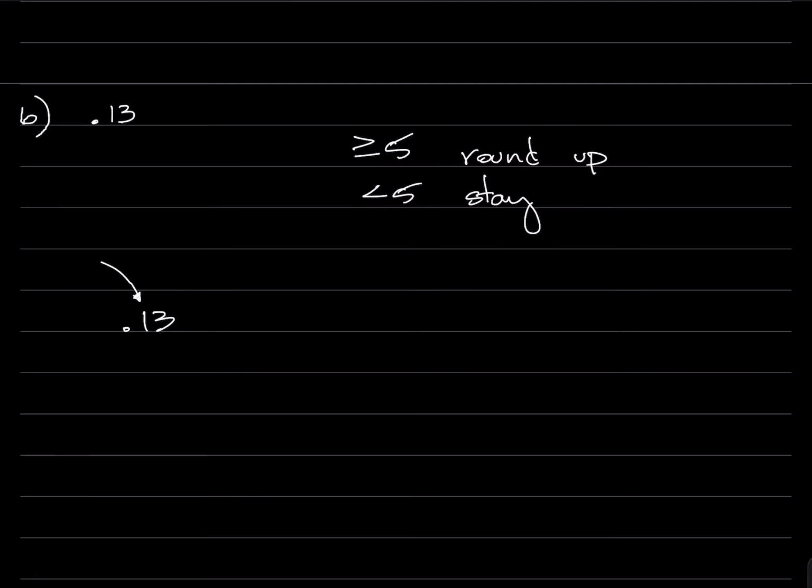If I want to round to the nearest tenth, I'm going to look backwards 1 decimal place. Now look at this. If that number is bigger than or equal to 5, I'm going to round up. If it's not, if it's less than 5, I'm going to keep it or stay at the same decimal. So we're rounding to the nearest 1 decimal place. The 3 is smaller than 5, so I'm going to round this to 0.1.